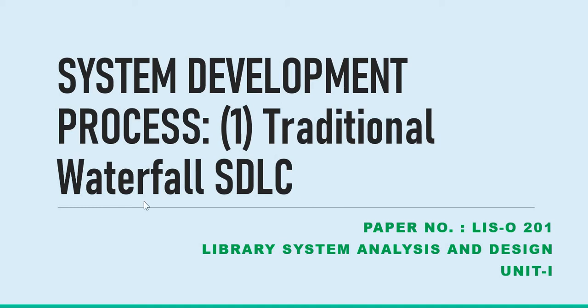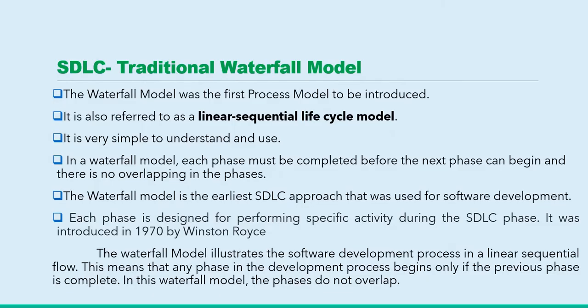Welcome back. Today we shall see one method of system development, and that is traditional waterfall. I'm sure you must have learned about the different phases of the system development life cycle, right? Let me just remind you that there are 5 phases in the system development life cycle, and those are planning, analysis, design, implementation, and maintenance. Today we shall see one of the models of the system development life cycle, and that is the traditional waterfall model.